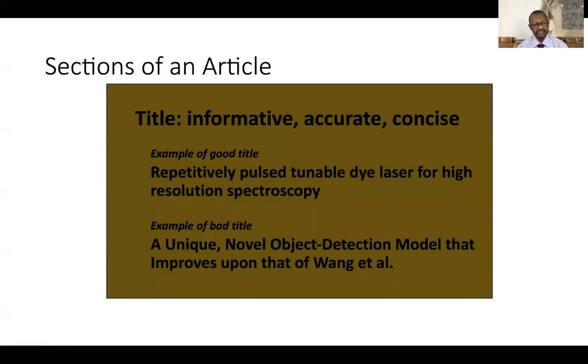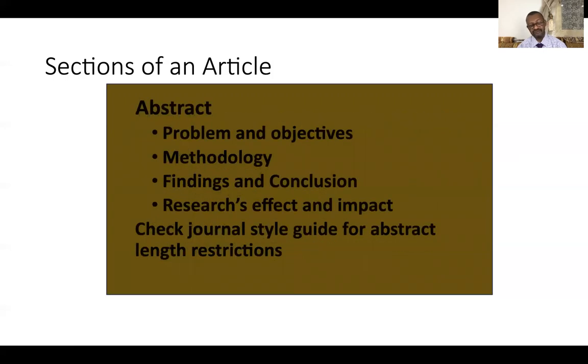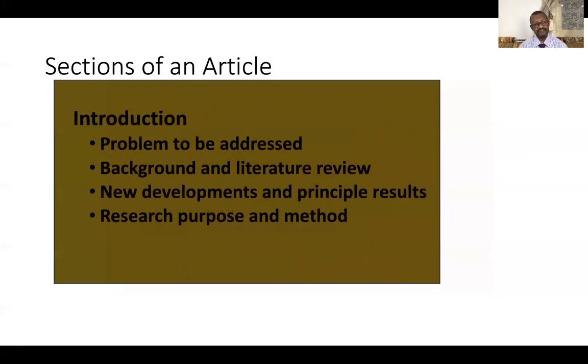So, what about the title? The title should be informative, accurate, and concise. For example, repetitively pulsed tunable dye laser for high resolution spectroscopy. This is an example of a good title. Also, regarding the abstract, problems and objectives should be highlighted, along with methodology, findings, and conclusion, besides research effect and impact, and always check the journal style guides for the abstract length and restrictions.